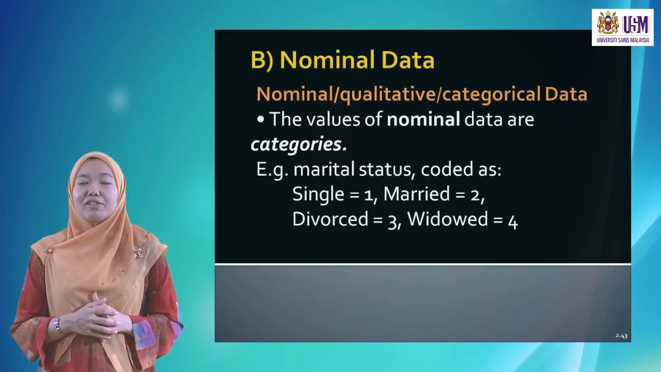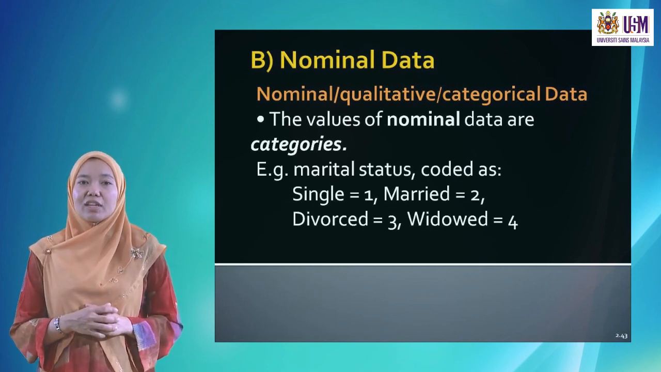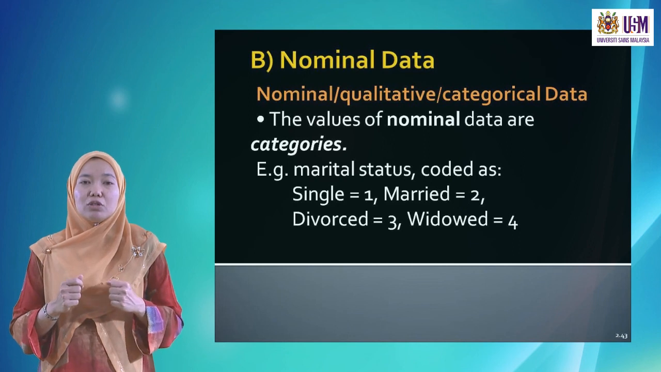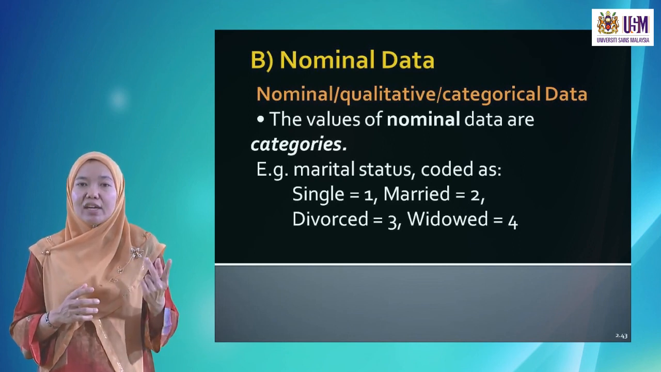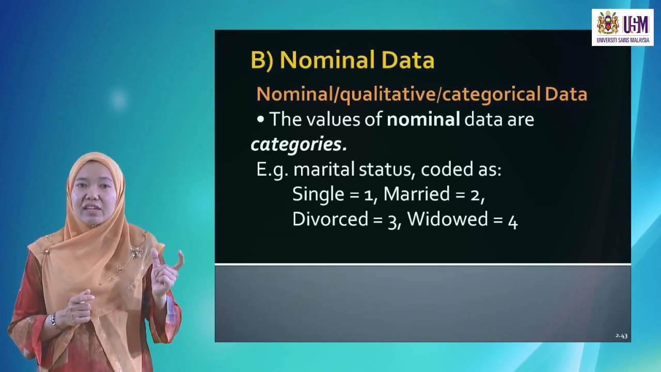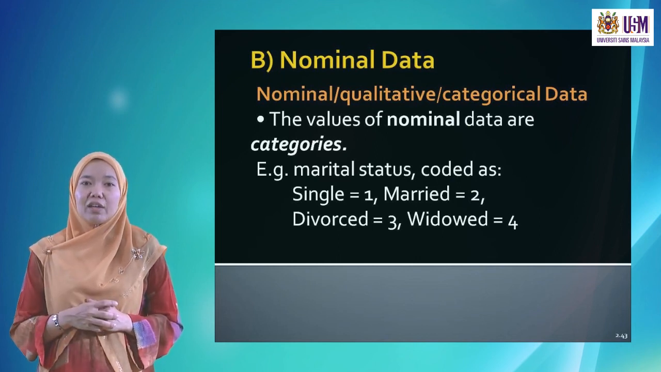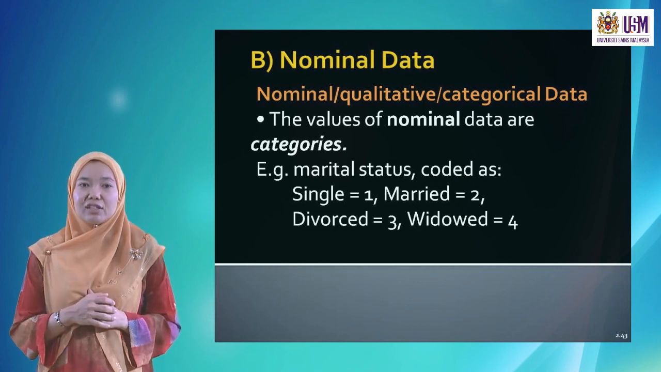The second type of data is what we call nominal data. Nominal data is also known as qualitative data. Please bear in mind, you need to be able to differentiate the two words that I introduced to you just now. Quantitative refers to interval data, while qualitative, from the word quality, is for nominal data. Another name for nominal data is categorical data.